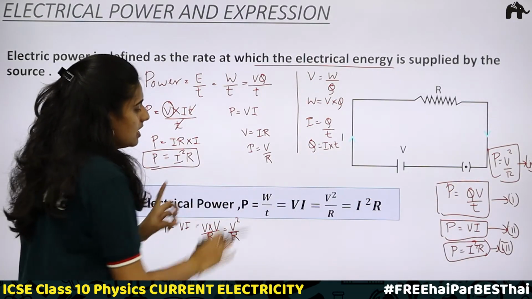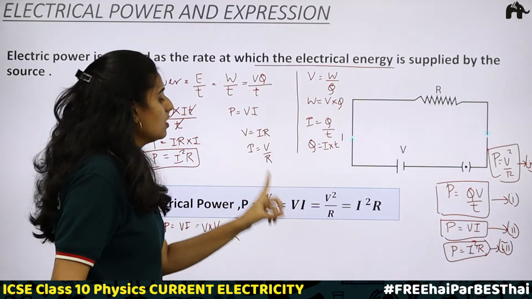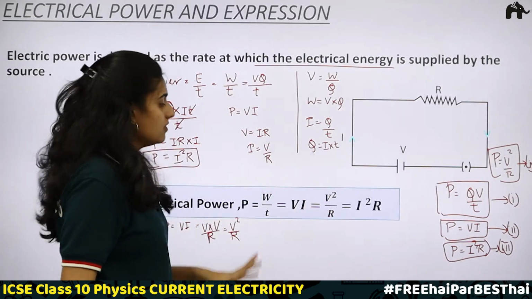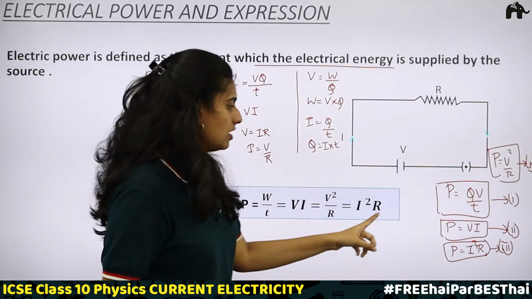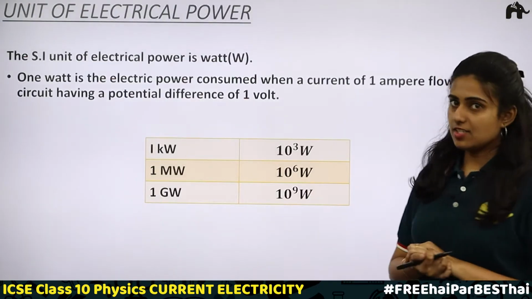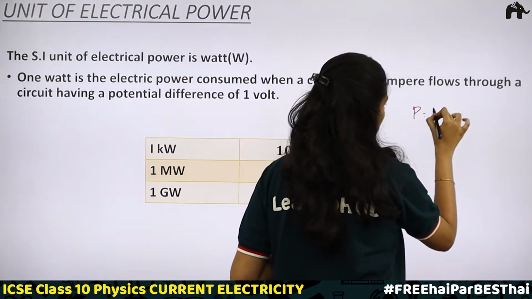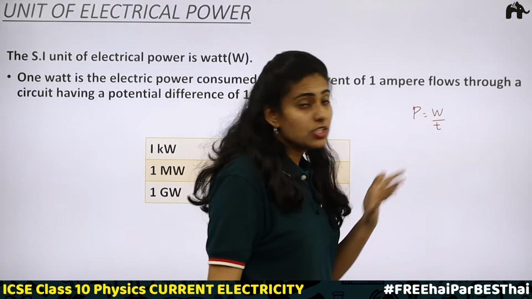So power P is equal to work by time, or the electrical energy supplied divided by time, which is equal to potential difference into current, or the square of potential difference divided by resistance, or the square of current into resistance. Now, what are the units of electrical power? We know power is work by time, or energy by time. Power is equal to W by T. From this, what do we get as the unit of power?